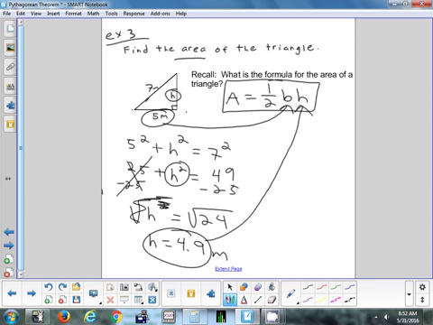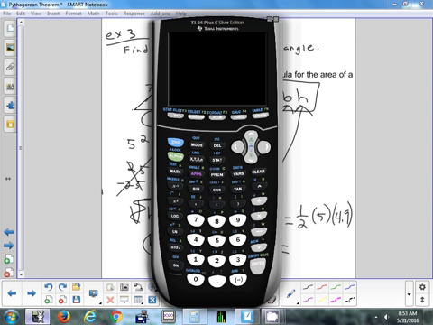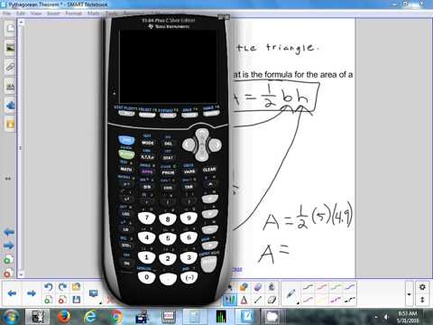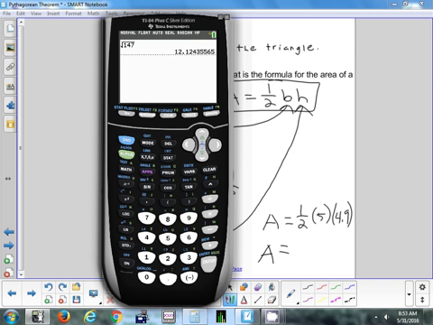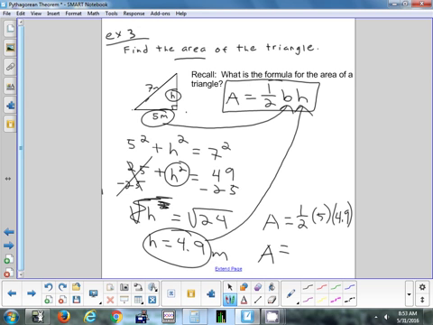All right? So now let's fill it in. 1/2. The base is 5. Logan, what's my height? 4.9, right? 4.9. And now just use your calculator, type that in, and see what you get. We got 1/2 times 5 times 4.9. You can type it all in at once if you use parentheses around 1/2. So we get kind of a nice answer, 12.25.